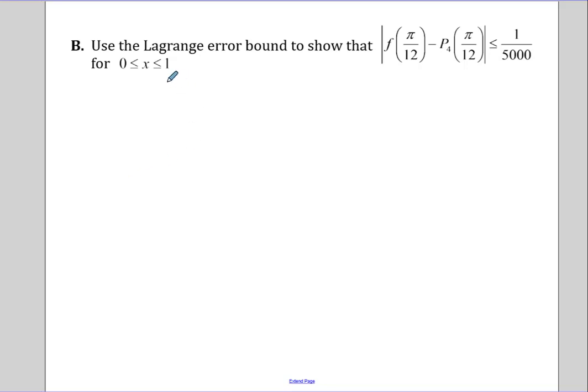Use the Lagrange error bound to show that the remainder is less than 1 over 5,000. So we want f of pi over 12 minus the approximation at pi over 12 to be less than 1 over 5,000. We know that the upper bound on any given interval for sine or cosine is 1. That tells me our maximum is 1. Our x value is pi over 12, and our center is at 0 because they told us it was a Maclaurin series.